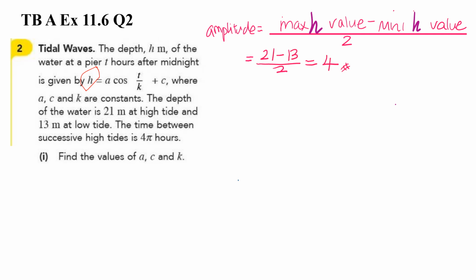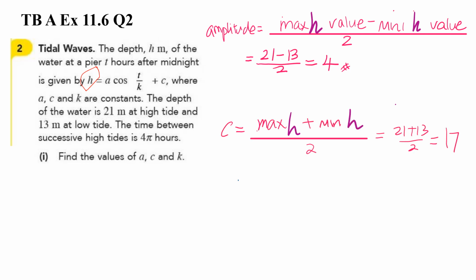Okay, so the amplitude does not represent the value of A, because if you recall, A can be negative if it's an inverted cosine curve, or positive if it's upright. Here it says that it starts from midnight. It didn't exactly tell you what time the high tide is, but we have high tide first and then low tide, so it should be an upright curve, so your A should be positive. The next thing is to find the axis of the curve, which is just maximum H plus minimum H divided by 2, that gives you 17.